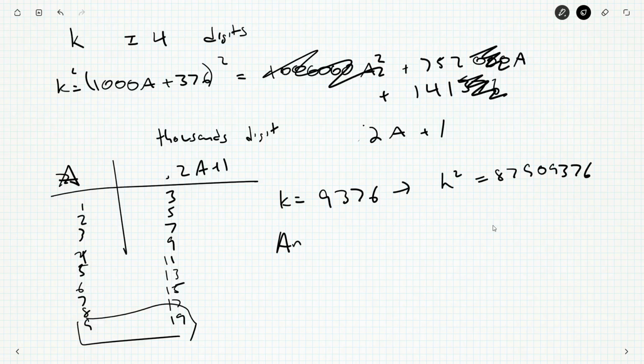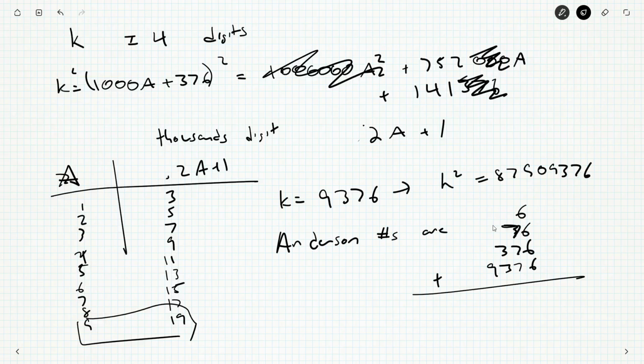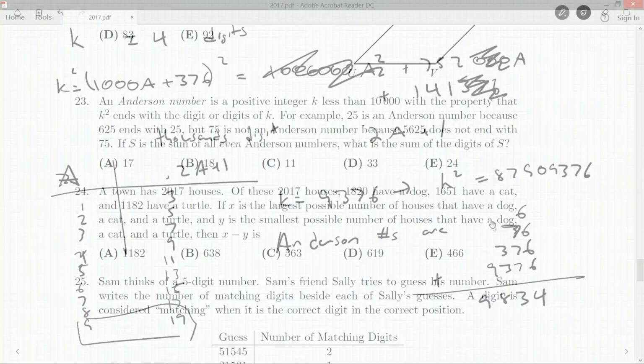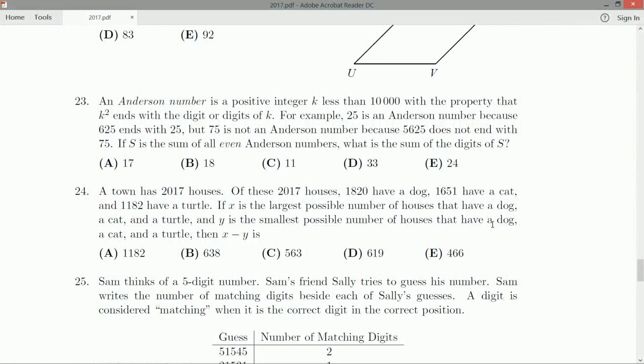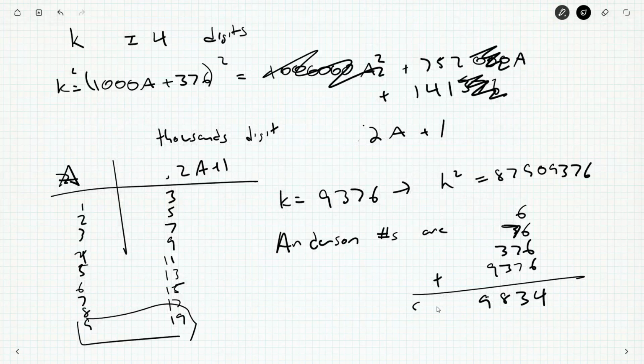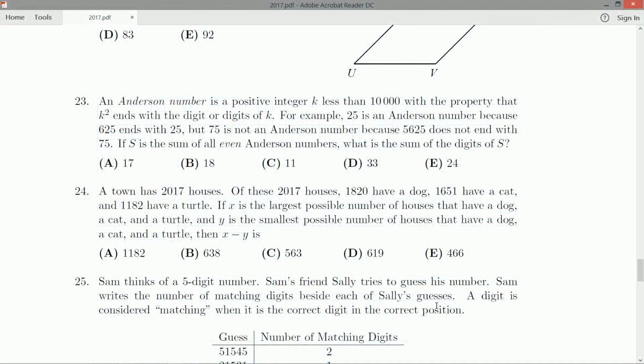So the Anderson numbers are 6, 76, 376, and 9376. And if I add them all up, I get 9834, and we wanted the sum of the digits, as I recall. Sum of the digits of S. So 9 plus 8 is 17, plus 3 is 20, plus 4 is 24. 24 is our answer, and that is E on the end there.